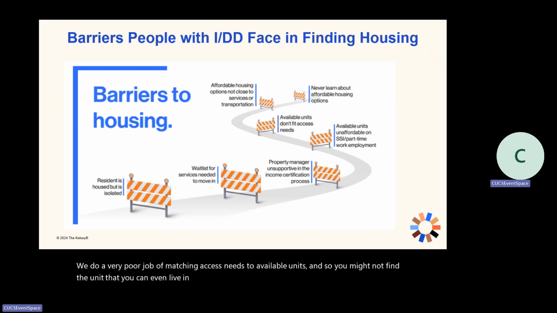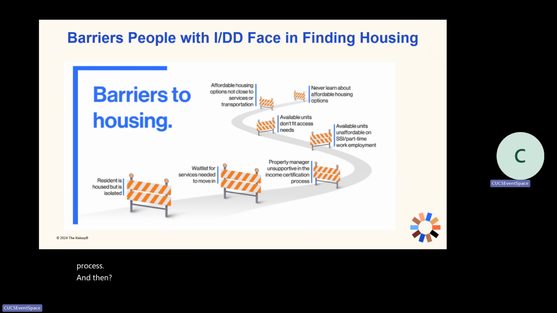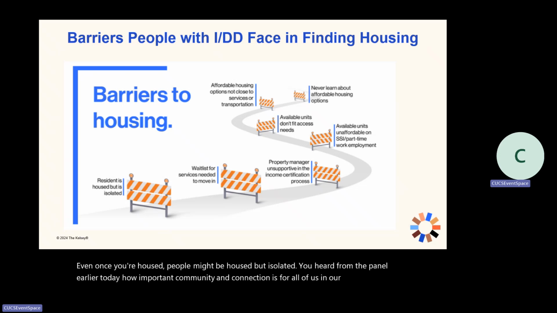Property managers might be unsupportive in the income certification process. Again, not because they're trying to be mean, but because they don't have an understanding of how to support people through that very complex, paperwork-heavy process. And then even once you're housed, people might be housed but isolated. You heard from the panel earlier today how important community and connection is for all of us in our homes, and especially people with IDD. If you're housed, you have four walls, a ceiling, a bedroom and a kitchen, but you don't have access to community, that alone might make you unable to stay.